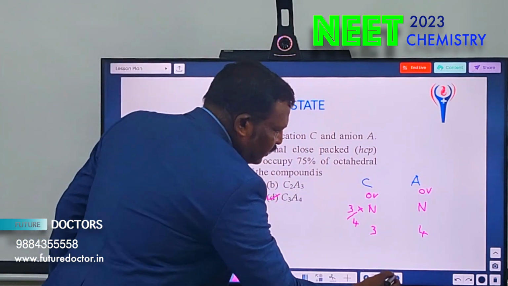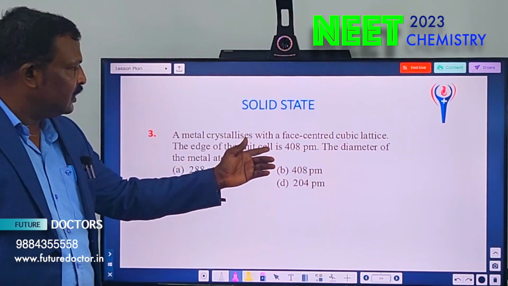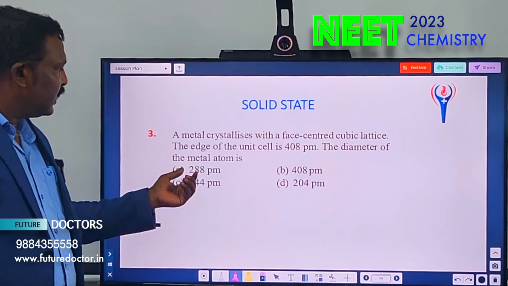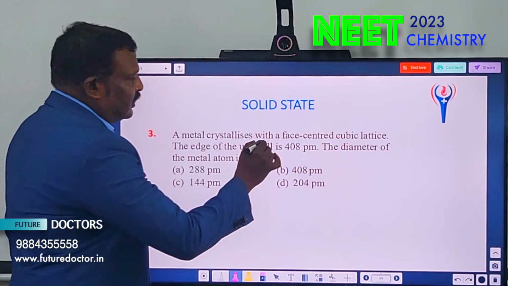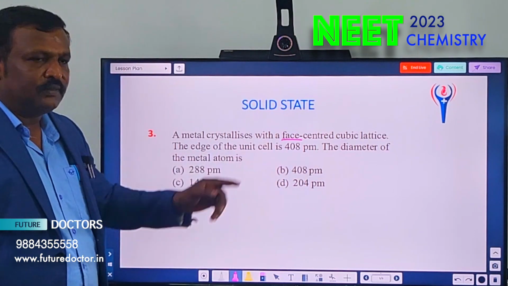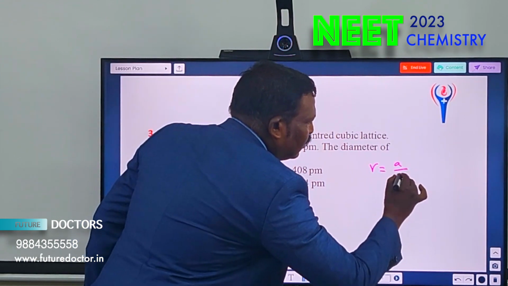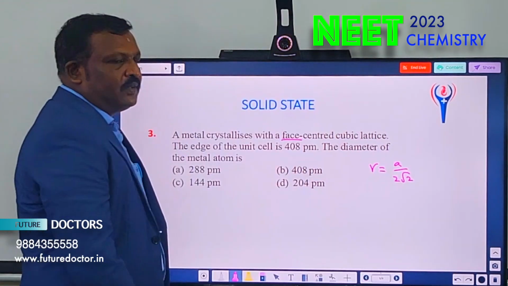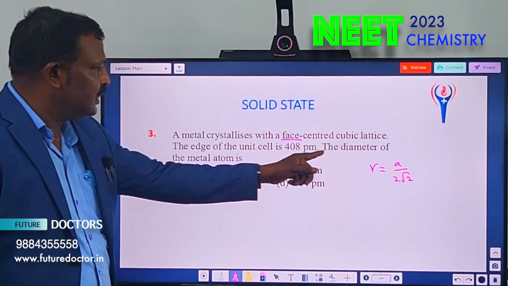Right. Next one. A metal crystallizes with a face centered cubic lattice. The edge of the unit cell is 408 picometer. The diameter of the metal atom is what? They are asking. So we have formulas for each kind of unit cell, and a radius formula will be there. In case of FCC, what's the radius formula? Radius is equal to a by 2 root 2. This is the formula for the radius of atoms in FCC. Edge length is given, and a is called the edge length.